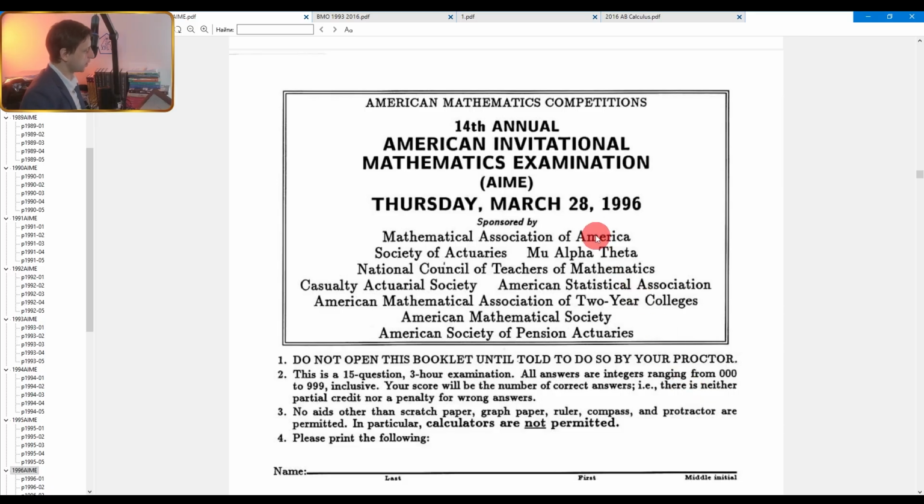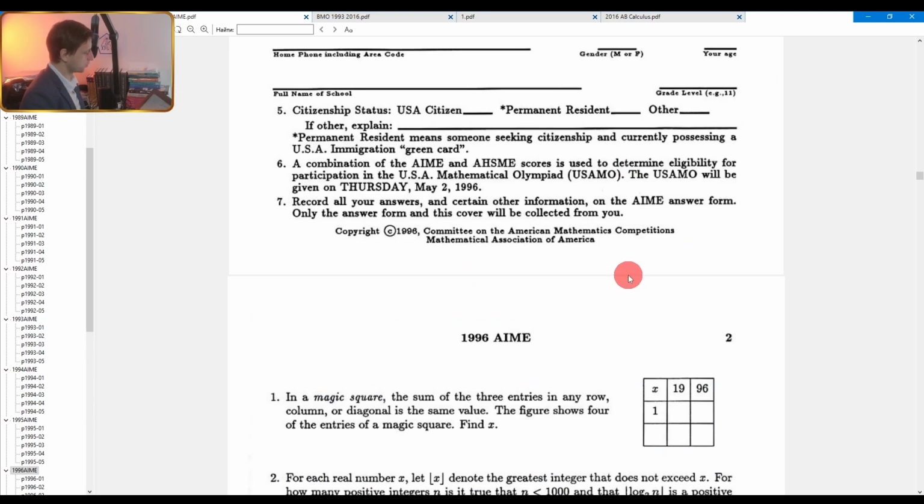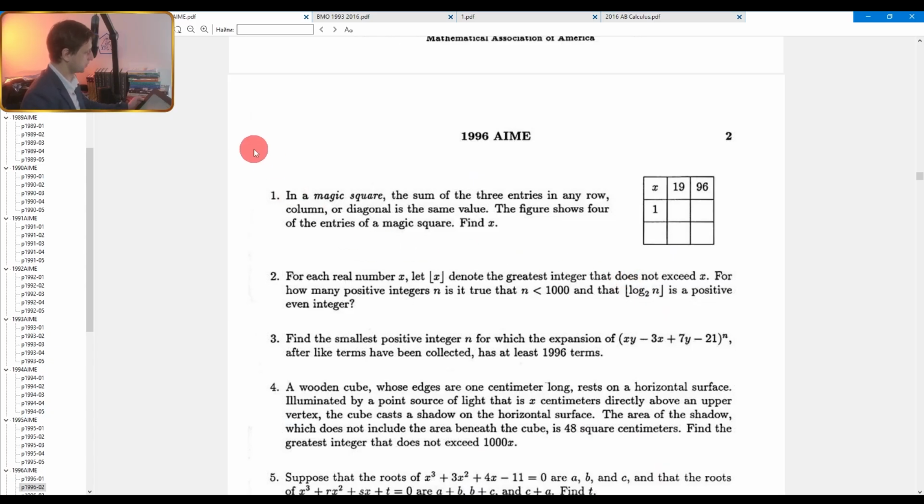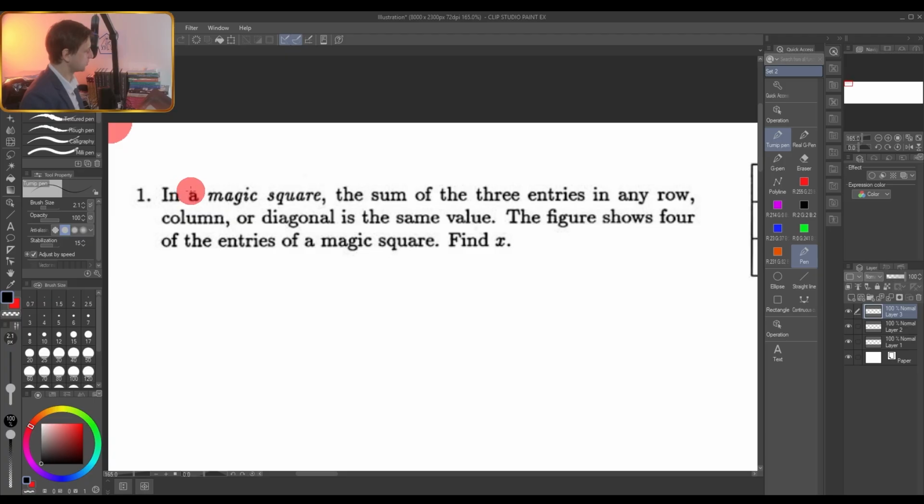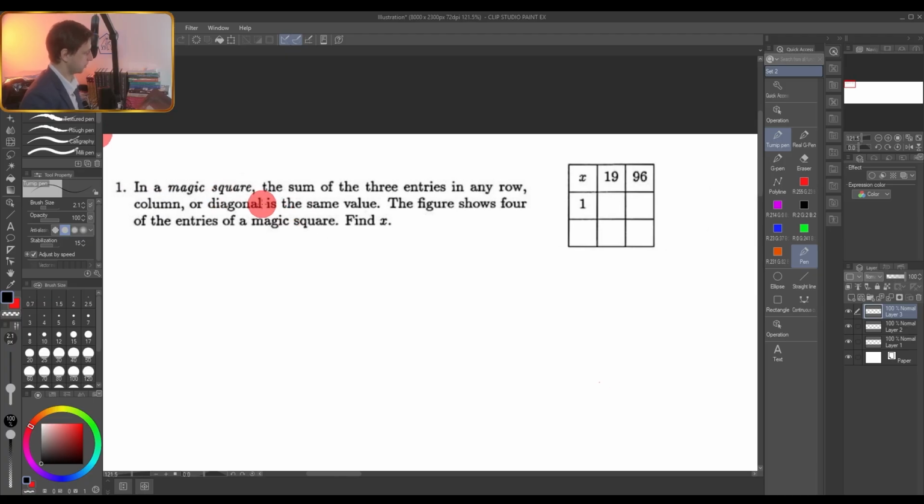Okay, today we will look at AIME 1996 and we will solve the 5 easiest problems. Let's start with the first one related to magic square. It can be considered even as a problem for kids. It's very simple math.